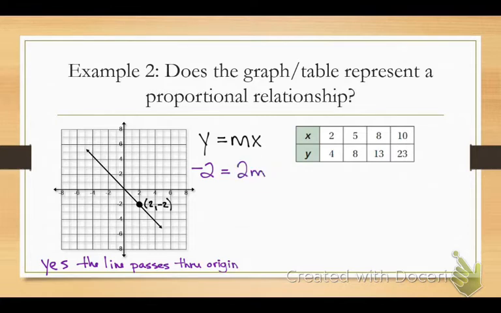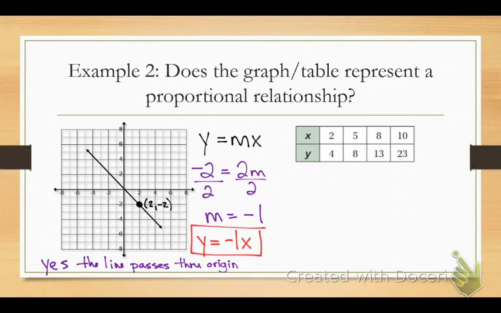2m, okay? What would I do to solve for m now? How could I get m by itself? There's a 2 connected to it. Divide by 2, okay? What's negative 2 divided by 2? I heard it, negative 1. m equals negative 1. So now that I know my slope, I can write my equation. y equals, plug in negative 1 for m and x. This is my equation, okay?